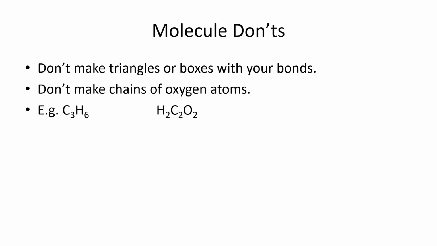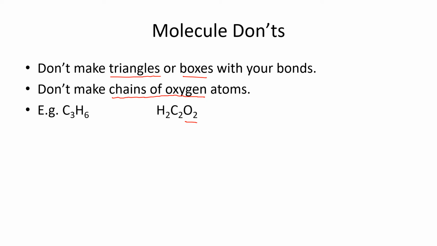All right, some things to avoid when you are making your molecules. It may, on paper, be possible to make molecules that look like triangles or boxes, but because of the way that bonds repel each other, those don't actually exist in real life, and so you should avoid making those because it won't be accurate. And the other thing that doesn't happen in real life is that oxygens tend not to make chains with each other. So if you've got 2 oxygens, make sure you don't bond them to each other, because you won't find that in reality either.